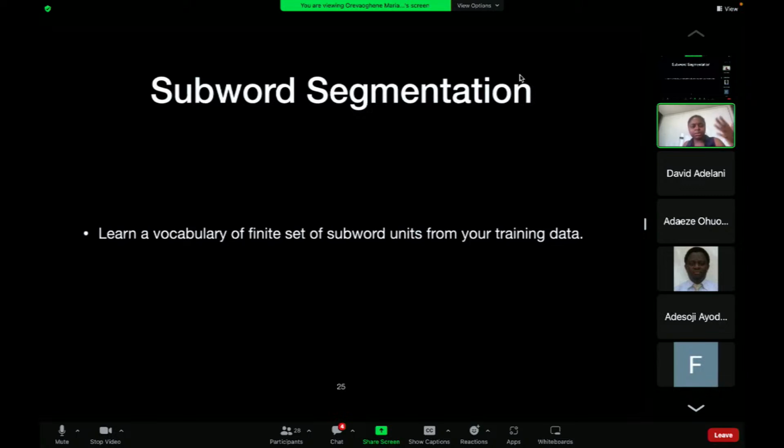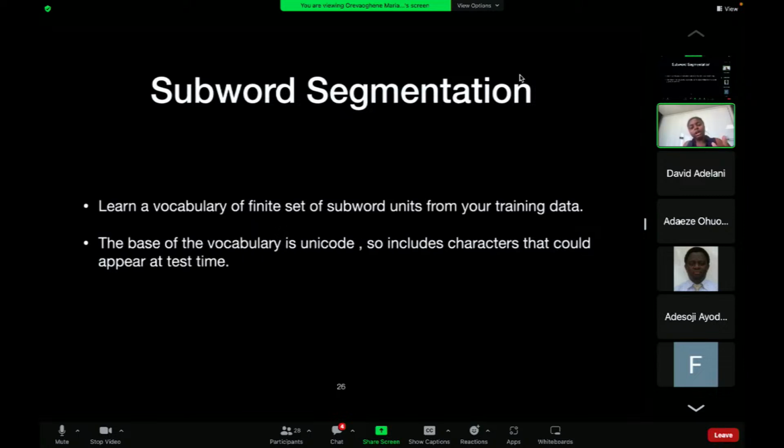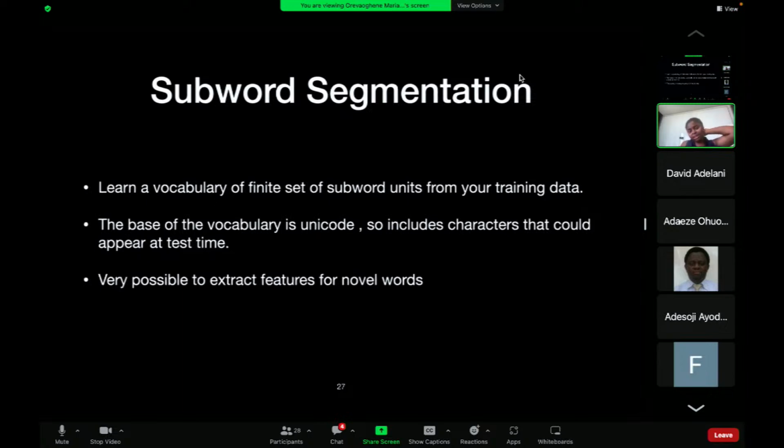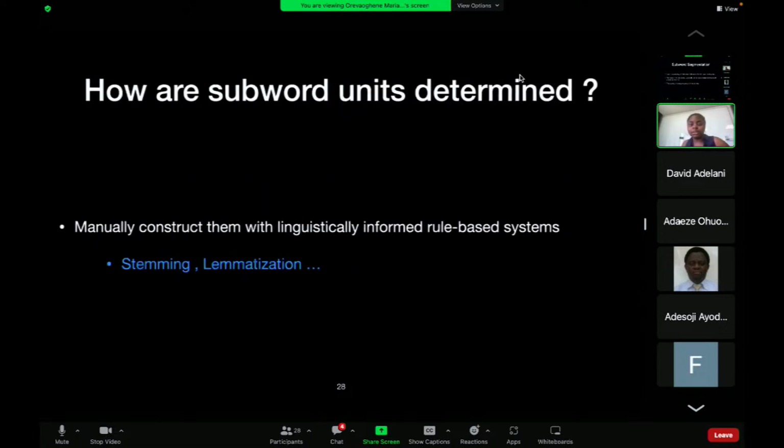So the way subword segmentation works is that you learn a vocabulary on a finite set of subword units. Just like every other vocabulary I've talked about, you have a finite vocabulary because your model is dependent on that. The representations that you learn are dependent on what your vocabulary is. And typically the base of your vocabulary could be Unicode. It's not always Unicode. So it could include characters that would always appear at test time. So it's possible that sometimes there's some form of character level tokenization for rare words. And this also makes it possible to extract features for novel words.